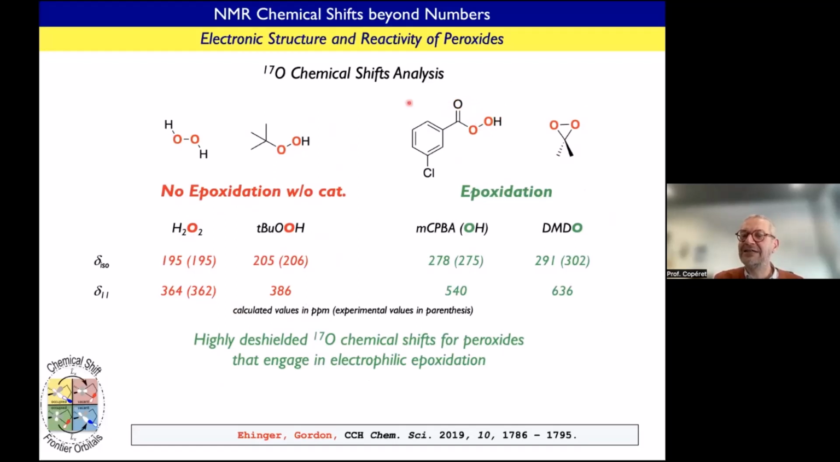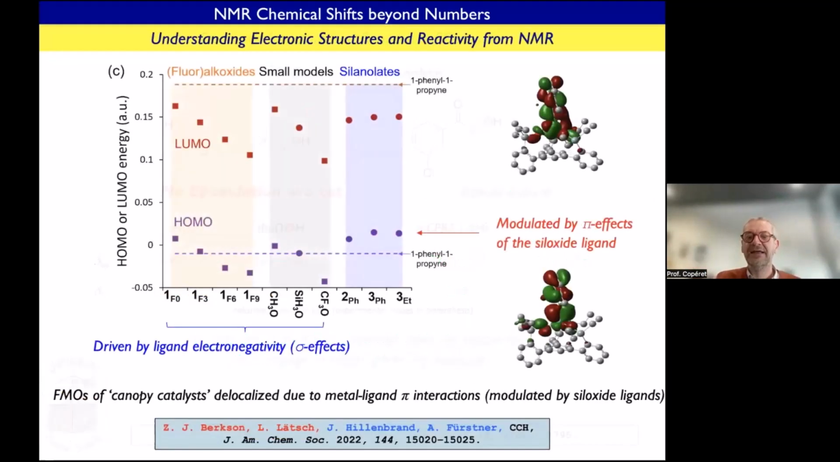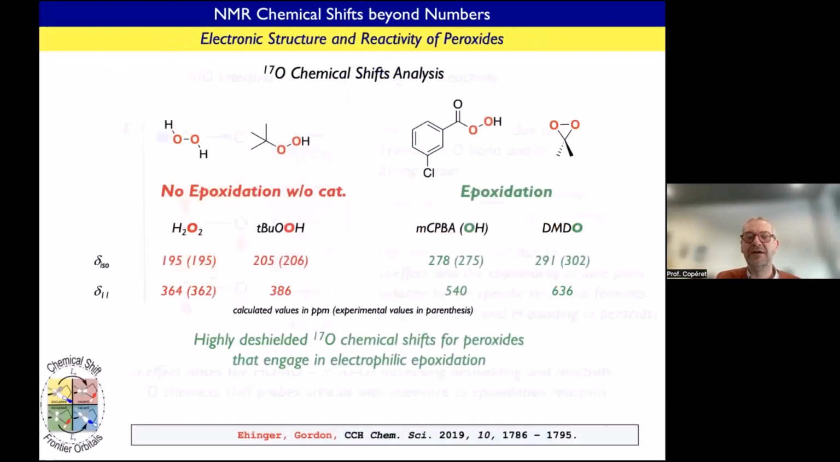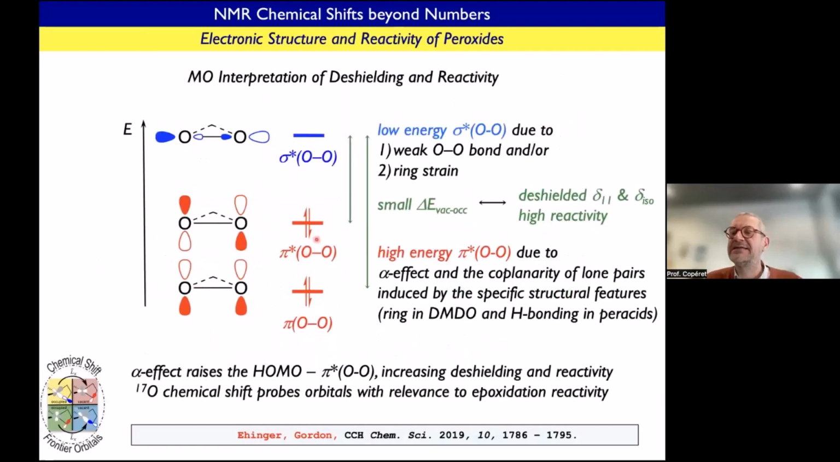If you have a cyclic structure, the two lone pairs become coplanar. If the lone pairs become coplanar, you raise the energy of this pi star. If you raise the energy of the filled pi star, you decrease the gap between the pi star and the oxygen sigma star. And because you decrease the gap, you increase the chemical shift. In the case of H2O2 and TBHP, you have a dihedral angle. Therefore, the pi star goes down in energy.